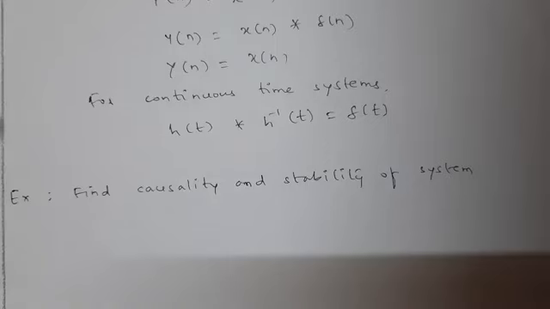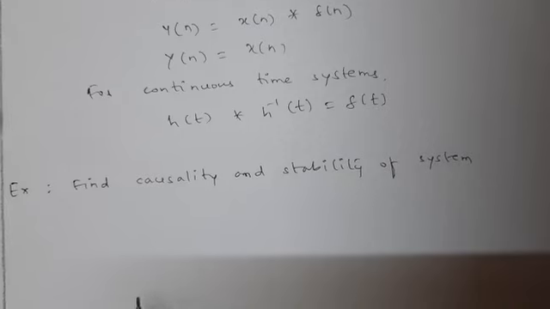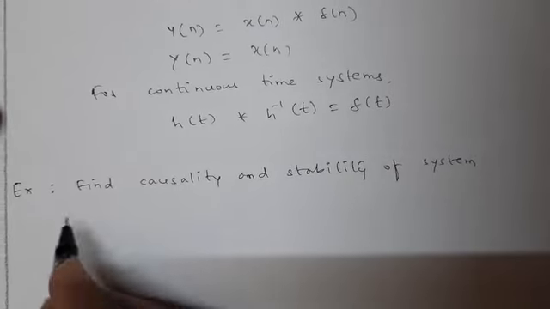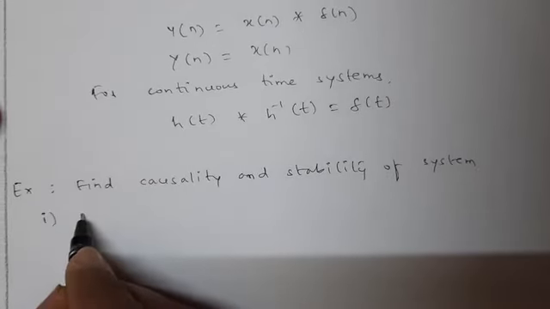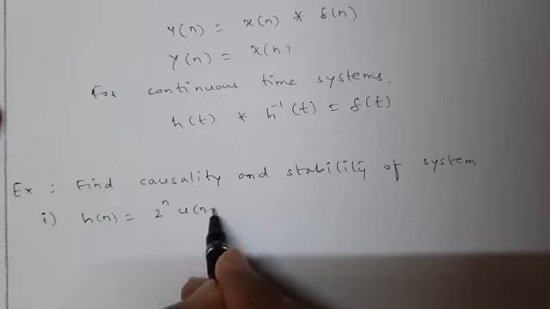So we'll go with the example. First, find causality and stability of the given systems. The first one: h of n is 2 to the power n u of n minus 1.